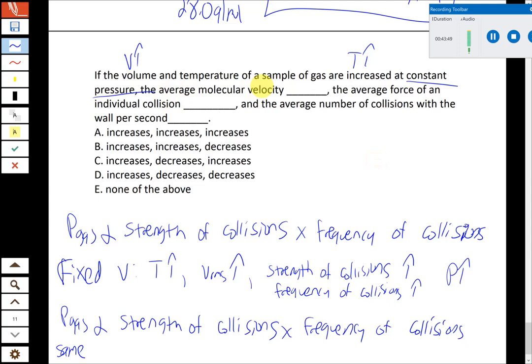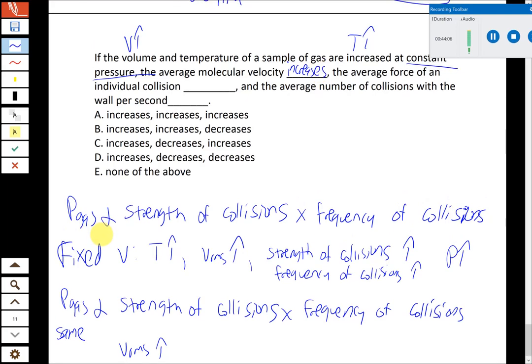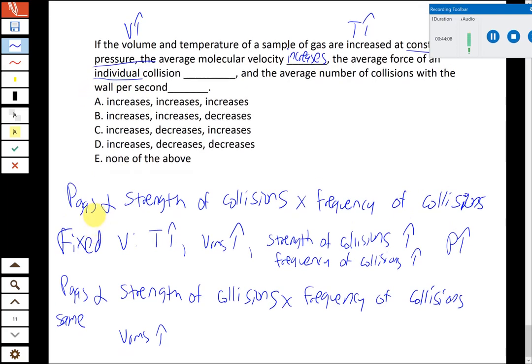If we increase the temperature, the average molecular speed is going to still increase. Doesn't matter what's happening to the volume. As long as we increase the temperature, the average speed will increase. So that's going to be true. So that should be increases. And then the average force of an individual collision. So if we're talking about the force of an individual collision, that's still going to have to increase, because if the gases are moving faster, if they have more kinetic energy, they're going to have more forceful collisions with the walls. So that's going to be increases as well.